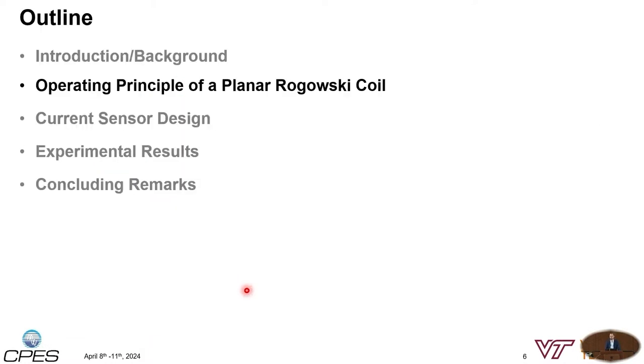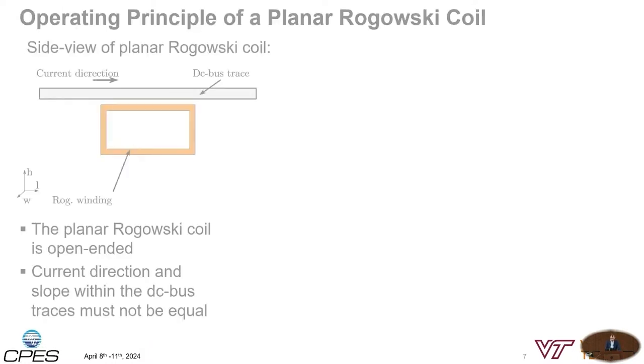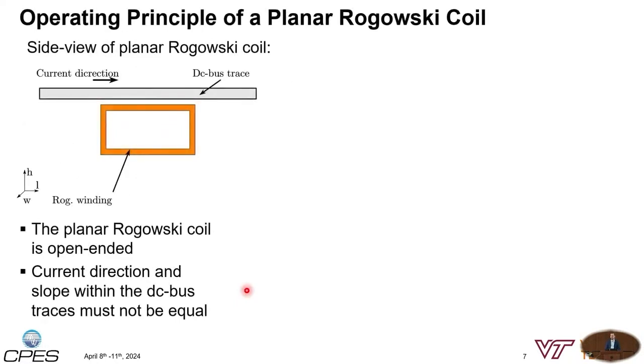So how does a Planar Rogowski coil work? Instead of having the Rogowski coil wound around the current carrying trace, the Rogowski coil is placed adjacent to the current carrying trace, but it's not wrapped around. What I'm showing here in the top left is the side view of a Planar Rogowski coil, where we have the DC bus trace, where the current flows from left to right, and highlighted in orange, we have the Rogowski coil windings.